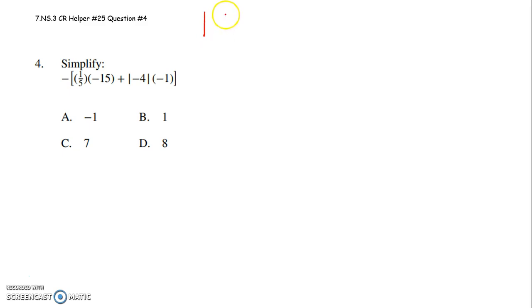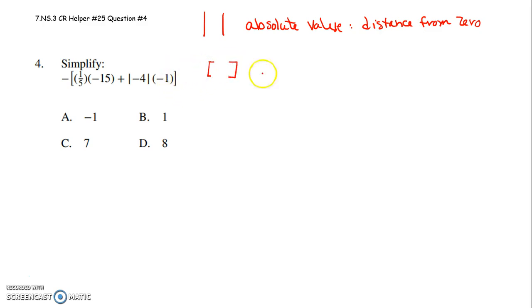If you see straight up and down, that's absolute value, which represents your distance from 0. If you have little brackets like this, even if you can only see a little curve in, like these brackets are not very defined, but brackets, you treat them just like parentheses. So I just wanted to make sure you were aware of that.